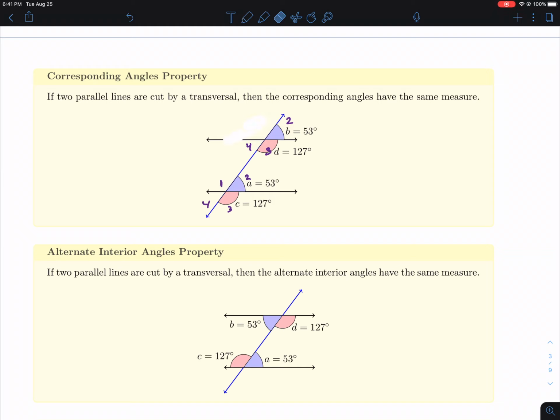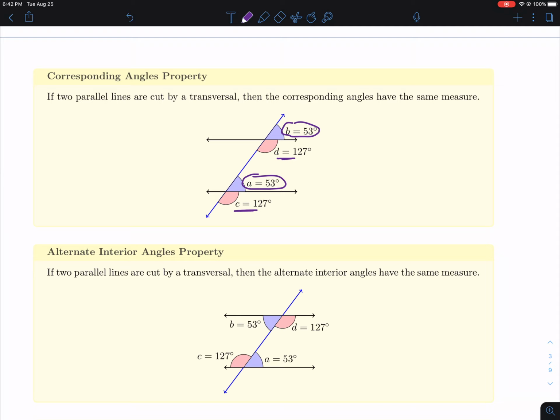And the cool thing is, if the lines that intersect that transversal happen to be parallel lines, which these are, then these corresponding angles actually have the same measure. So in this case, angle B and angle A are corresponding angles, but they also have exactly the same measure. Same thing for C and for D. So these corresponding angles have the same measure.